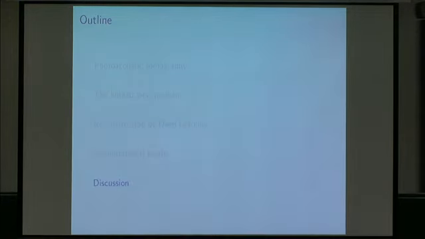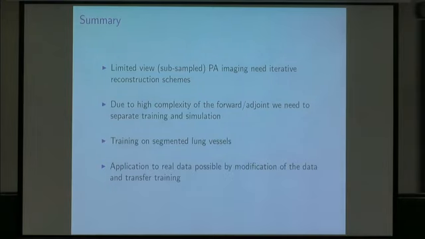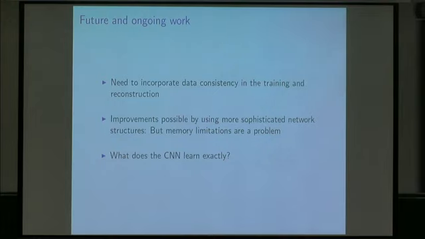Good, okay, then let's wrap up. Our goal was to work with real experimental data, so subsampled 3D limited view, because our sensor is limited view, and we had to train each iterate separately because of the high complexity of our forward and the adjoint. We trained on segmented lung vessels, and with some modifications like adding this background, we were able to even apply it to our measured human data. So that's quite nice.